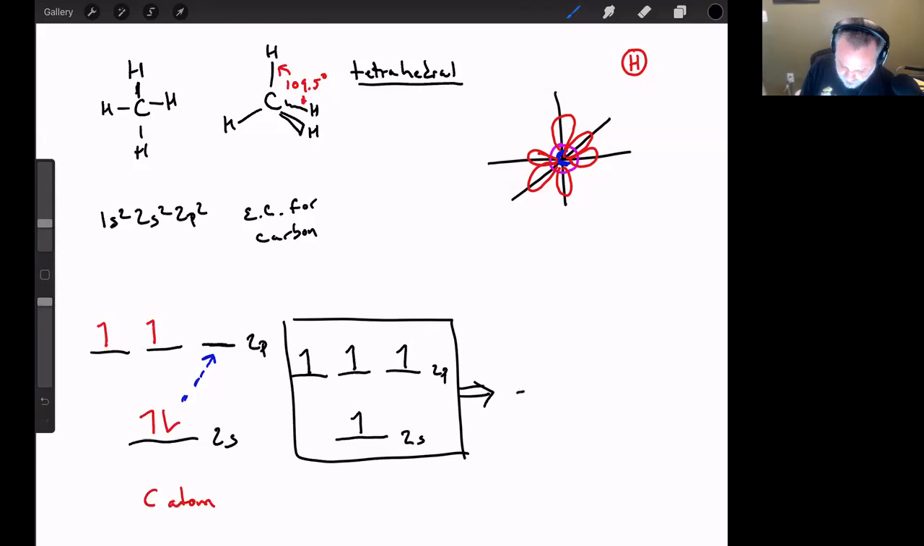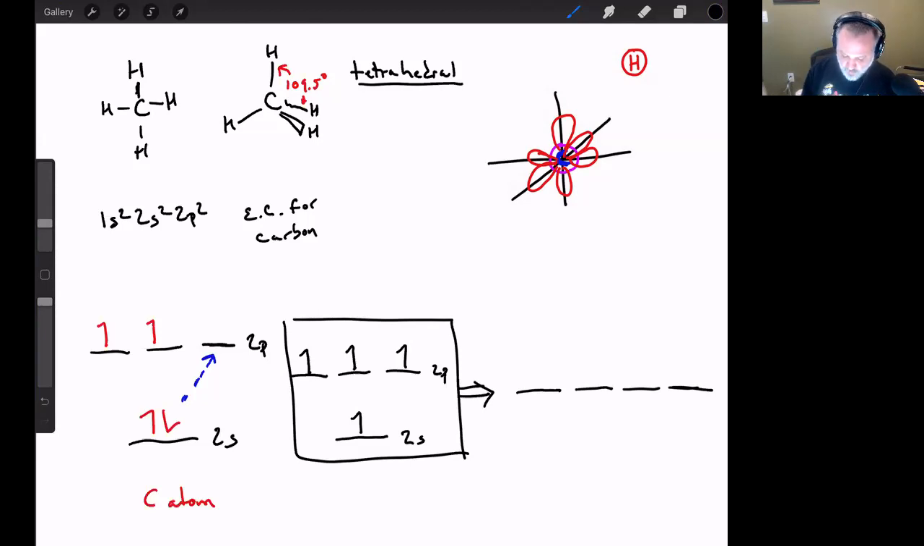And so what do we get? We get 4 degenerate hybrid orbitals. So what did we do? We took 4 orbitals, we put them into the bag, we get 4 orbitals out. So any number of orbitals you put in, that's how many orbitals you're going to get out. This is just one of the properties of this particular mathematical mixing.